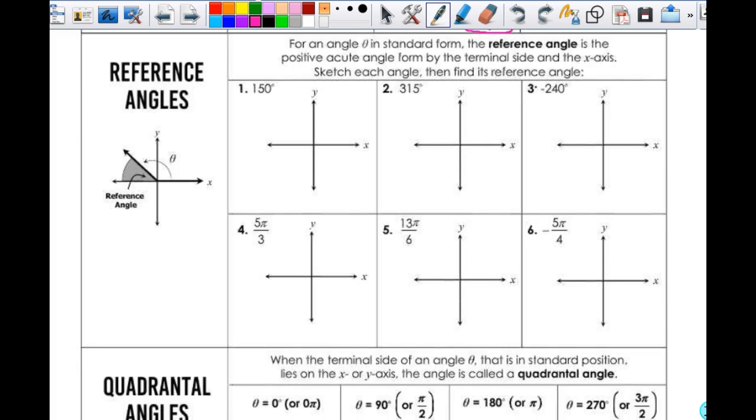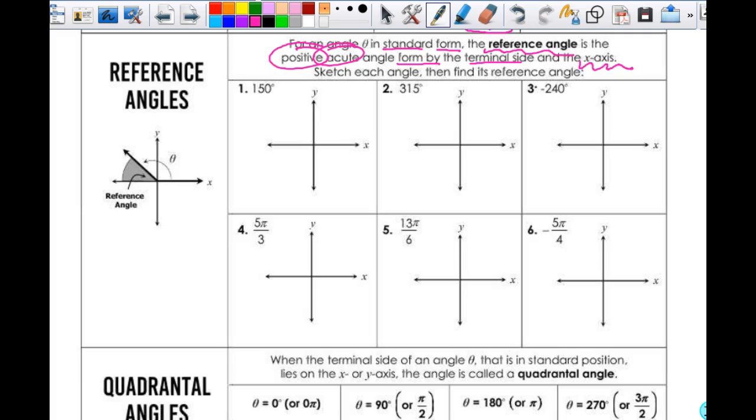So it says for an angle theta in standard form, the reference angle is, and here are the important words, the positive acute angle formed by the terminal side and the x-axis. That's hugely important. We don't care about the y-axis. It's the terminal side and the x-axis. It's always positive and it's always acute. Okay? So let's look at 150. So we're going to start by sketching that angle. What quadrant would 150 be in?